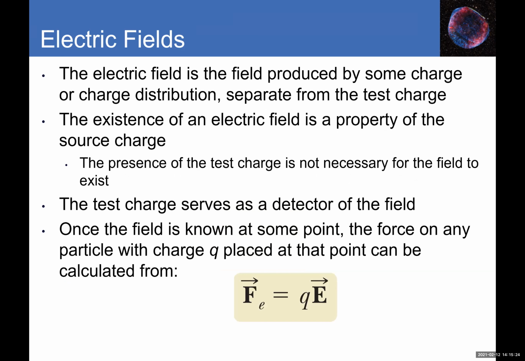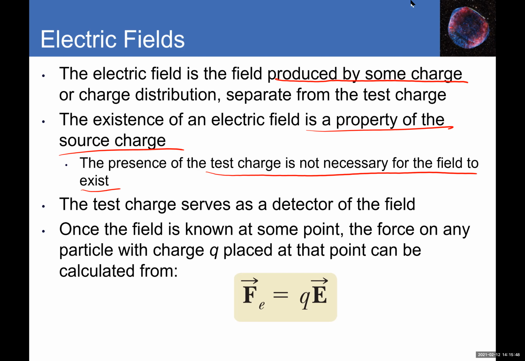All right, so again, the important thing here is that the electric field is produced by some charge, or multiple source charges, or a charge distribution, but it has nothing to do with the test charge. So the existence of the electric field is a property of the source charge. The presence of the test charge is not necessary for the field to exist.